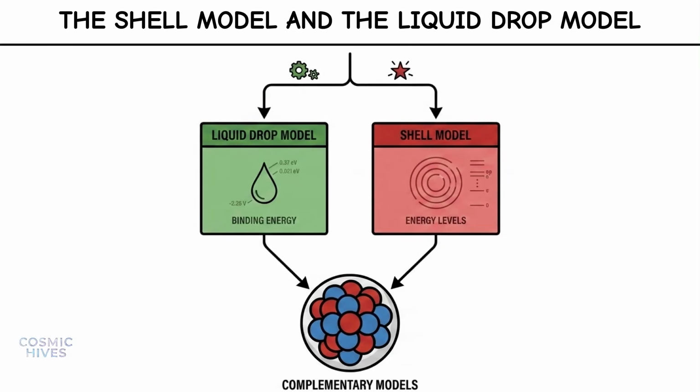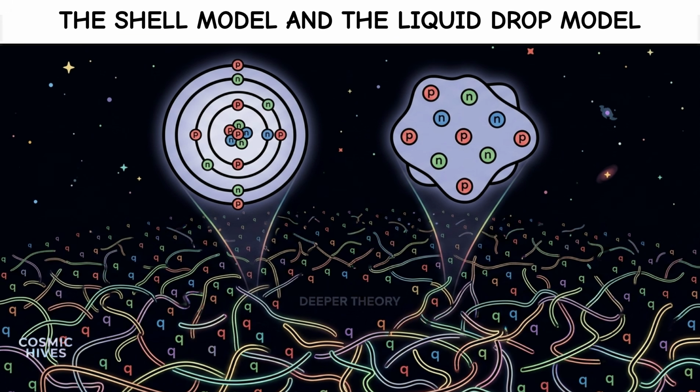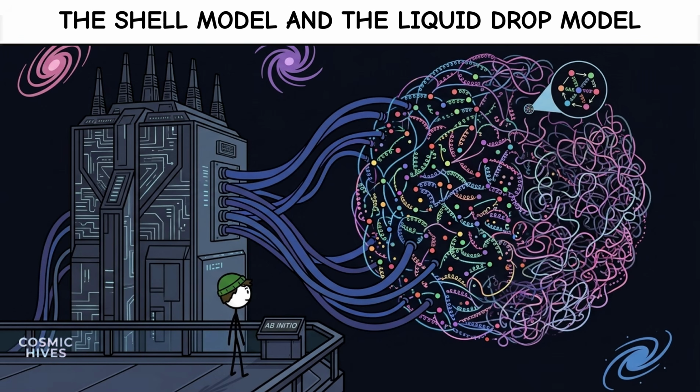touch. Both models are simultaneously used by working nuclear physicists today, applied depending on which specific nuclear property needs to be calculated. Neither is a complete first principles description built directly from the underlying quark and gluon interactions of quantum chromodynamics. That calculation, called ab initio nuclear theory, remains computationally extraordinarily difficult even for the fastest supercomputers currently operating, and is only tractable in 2026 for the very lightest nuclei.